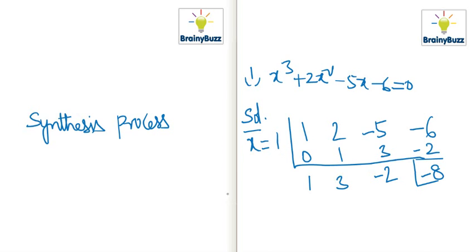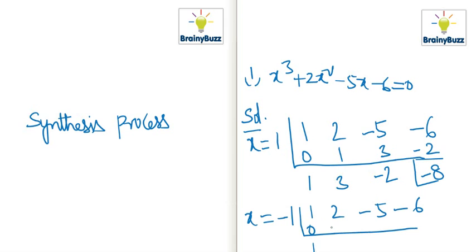Now let us try x is equal to minus 1. Like that you have to try again and again. Here again 1, 2, minus 5, minus 6. Again 0, 1. 1 ones are 1, that is minus 1. Here it is 1. Again 1 ones are here minus 1. It is minus 6. Minus 6 into minus 1, that is plus 6. It is 0. Now you can confirm that x is equal to minus 1 is a root of the equation.